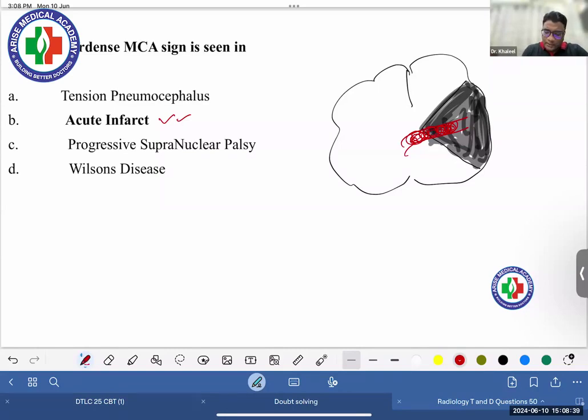What is the sign that you see in tension pneumocephalus? Anybody? Do you remember the sign that you see in tension pneumocephalus? This is the Mount Fuji sign. Any radiological signs that you remember in progressive supranuclear palsy, guys? Do you remember any signs of PSP in radiology?